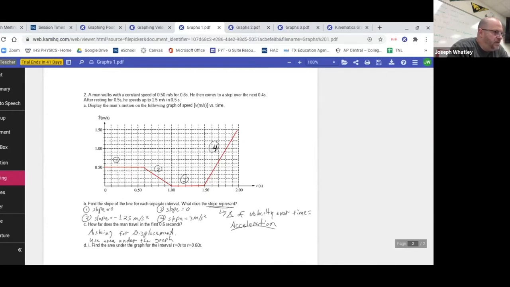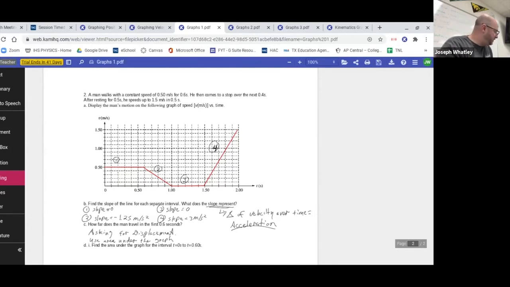We know that velocity times time is displacement, right? Velocity times time is displacement. And if we want to multiply the two things we're graphing, we look at the area under the graph. So C and D are asking the exact same question, but they ask it in different ways. C says, how far does he travel? And then D says, find the area under the graph. It's the same thing. The area under the graph is the displacement. And he gave us the same time interval. So as soon as we do one, we do the other.